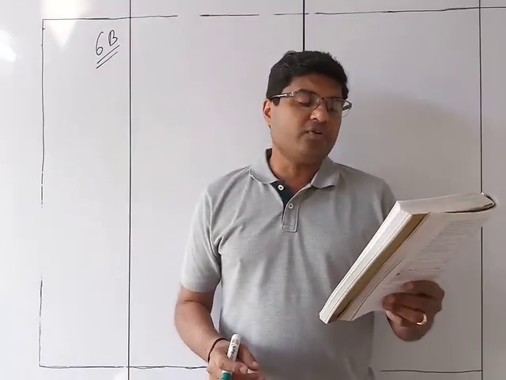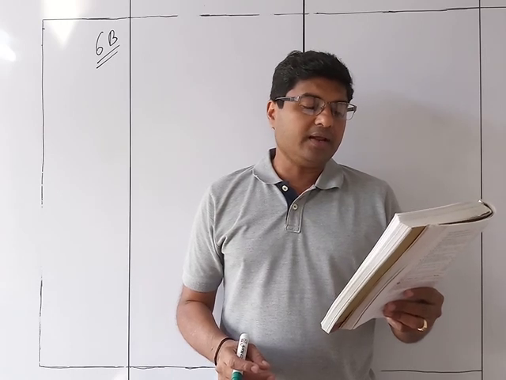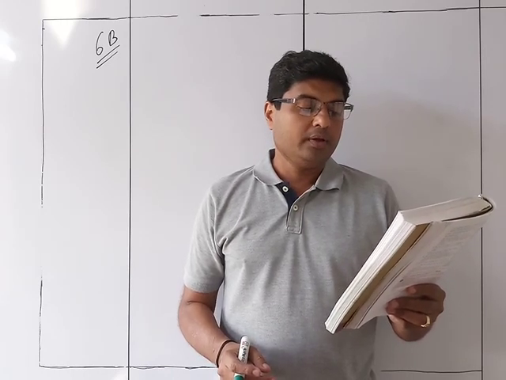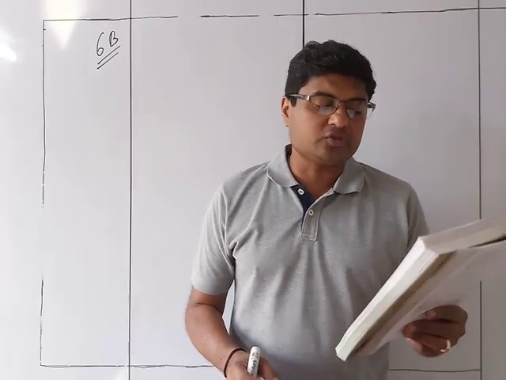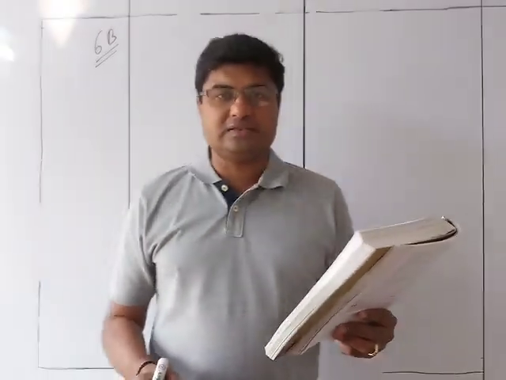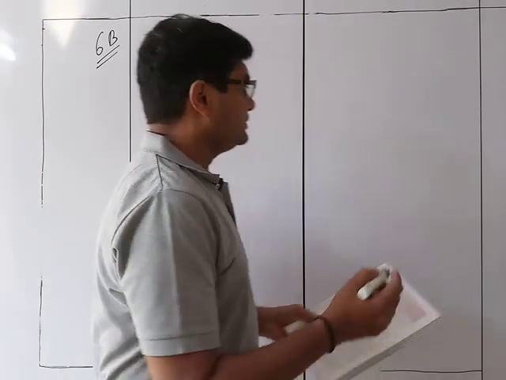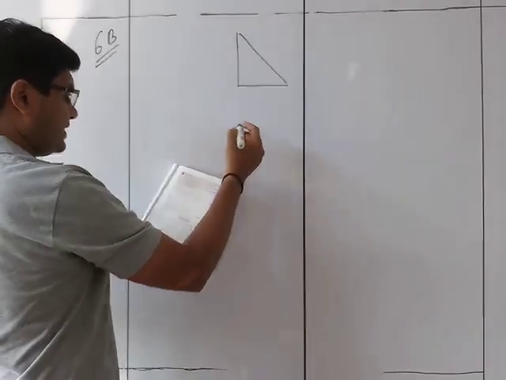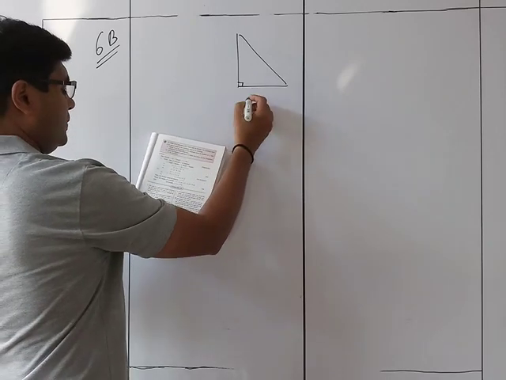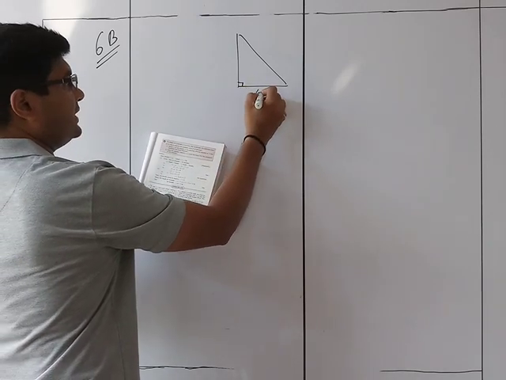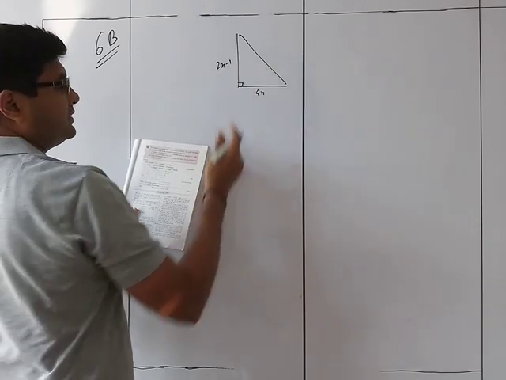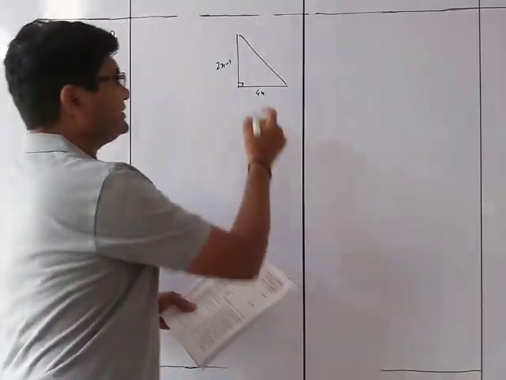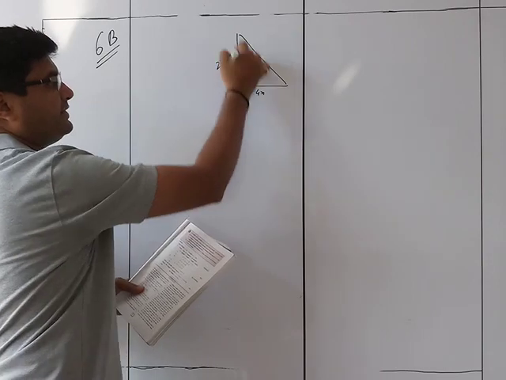The sides of a right angle triangle containing a right angle are 4x and 2x minus 1. If the area of the triangle is 30 centimeter square, calculate the length of its sides. So it's given to us that suppose this is a triangle over here. Then in this triangle, it is a right angle triangle. One of the sides is 4x and the other side is 2x minus 1. And the area is given as 30. So you know that it is half base into height.